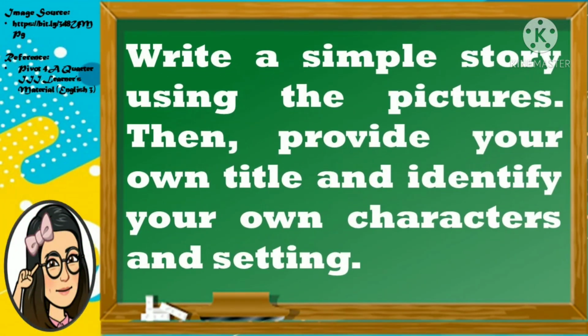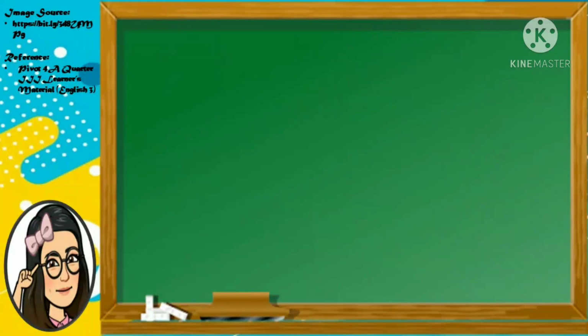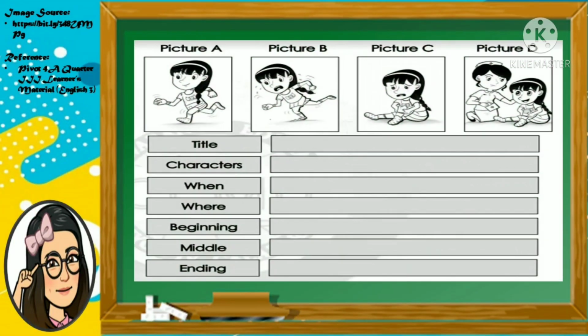Now, for your last activity, I want you to write a simple story using the pictures that I will show you. Then, provide your own title and identify your own characters and setting. And then let your English teacher check your output. Are you ready? Let's start! Here are the pictures. I want you to create your own title, provide your own characters, and narrate the events in this story.